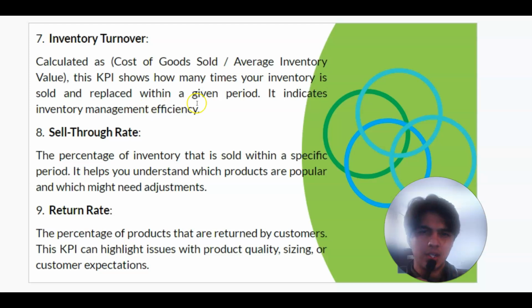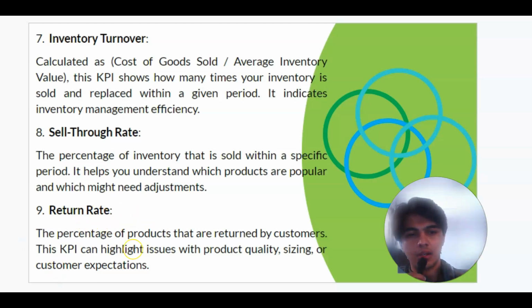Inventory turnover. This indicator shows how many times your inventory is being sold, or how many times it has been replaced within a given period of time. Sell-through rate. This indicator helps you calculate the percentage of your inventory that is sold within a specific period of time, and helps you understand which products are popular in that area or right now.